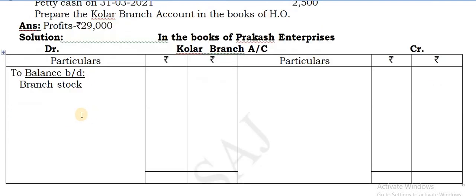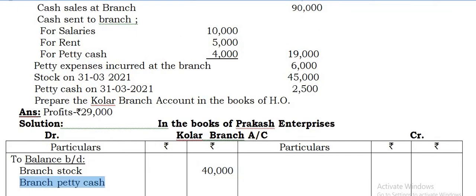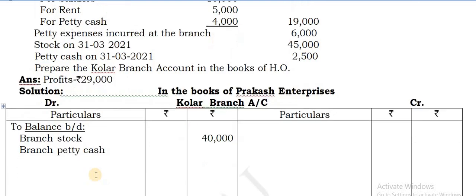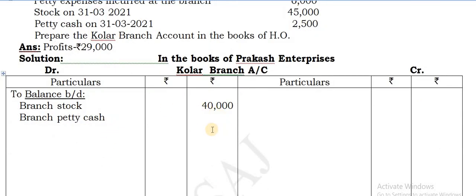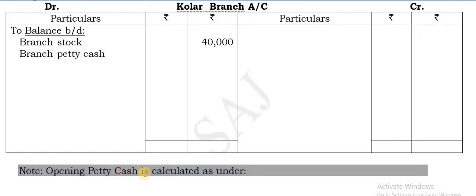Okay, so balance brought down, you can take branch stock. Branch stock is given. How much is the branch stock given here? 40,000. So that 40,000 you can enter. Then branch petty cash. This is how to get it, I've told you, right? Go for a separate working note here. Opening petty cash, how it is being calculated.